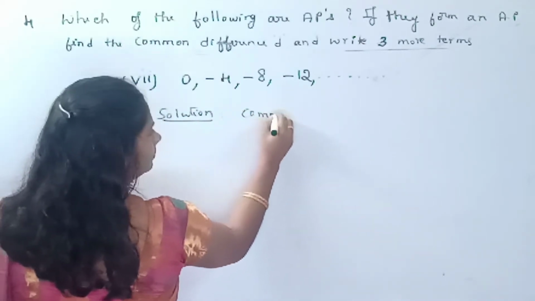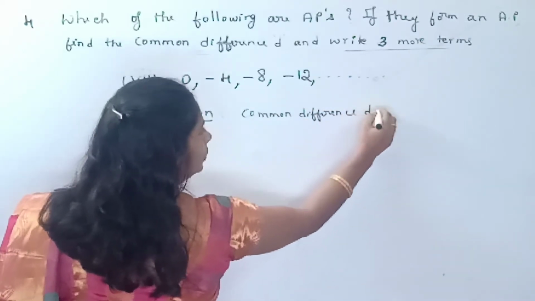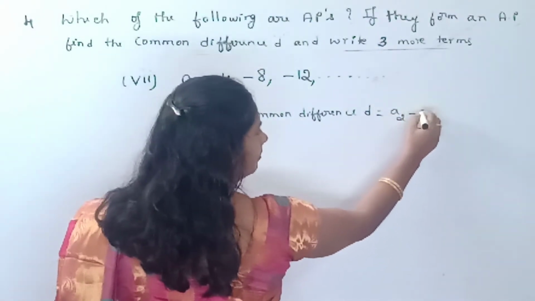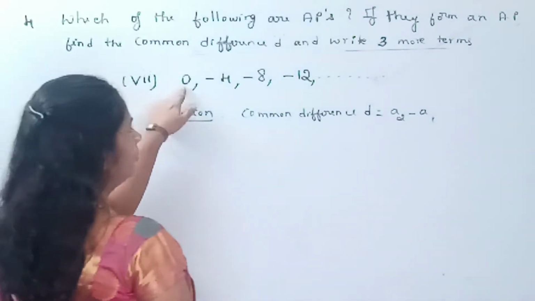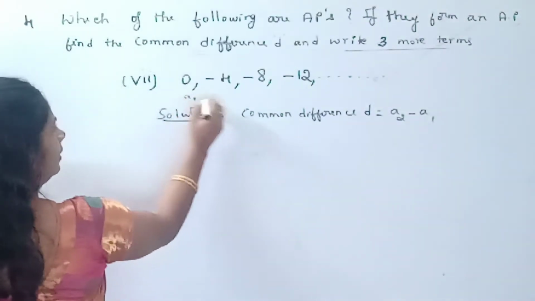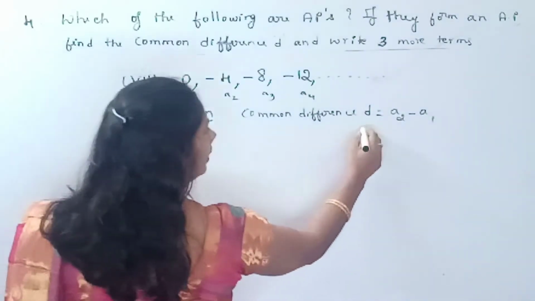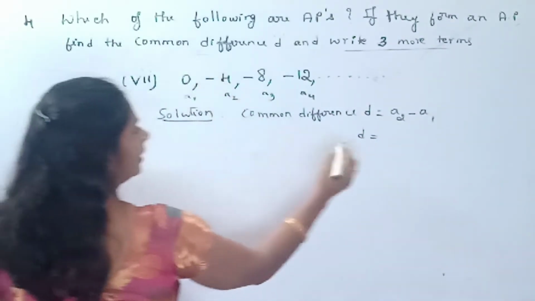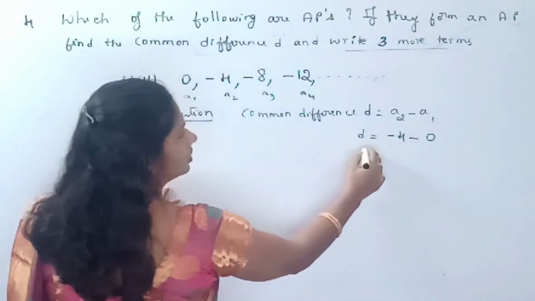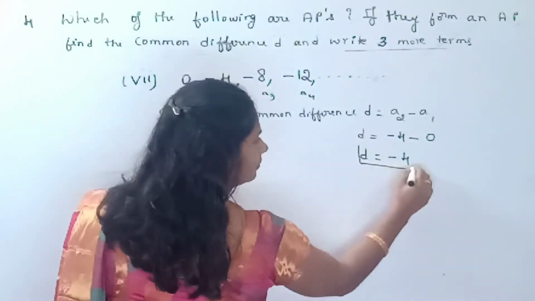Common difference D equal to, how will you find common difference, children? A2 minus A1, second term minus first term, or first term you subtract from second term, you will be getting common difference, isn't it? So this is A1, A2, A3 and this is A4. So find the common difference. D equal to, second term is -4 minus first term is 0. So what is the common difference? -4 minus 0, it is -4 itself, isn't it?